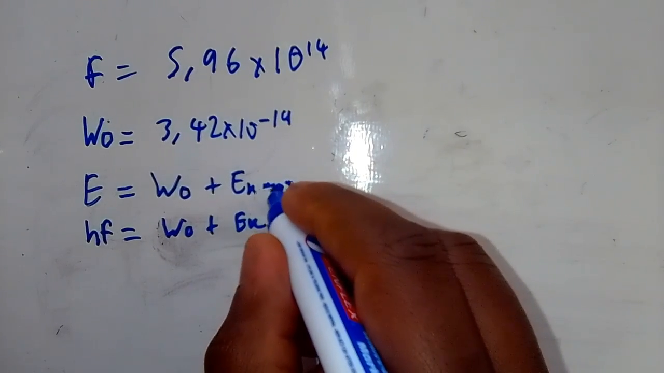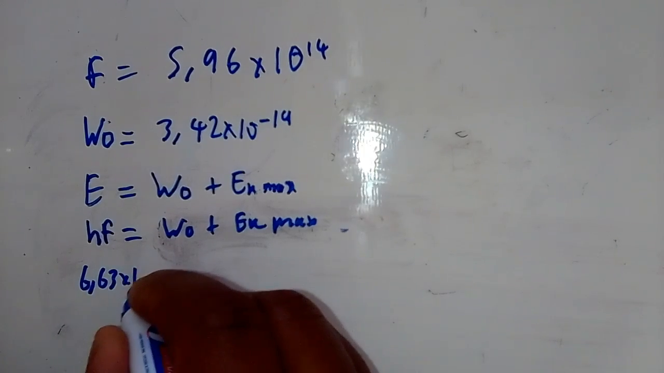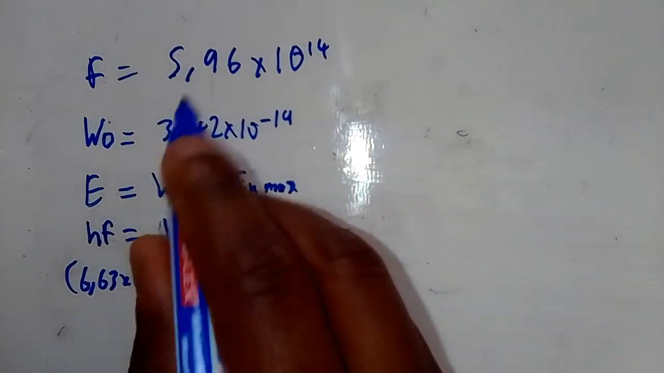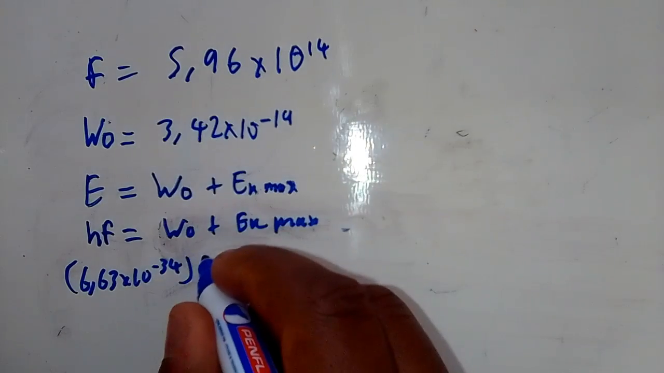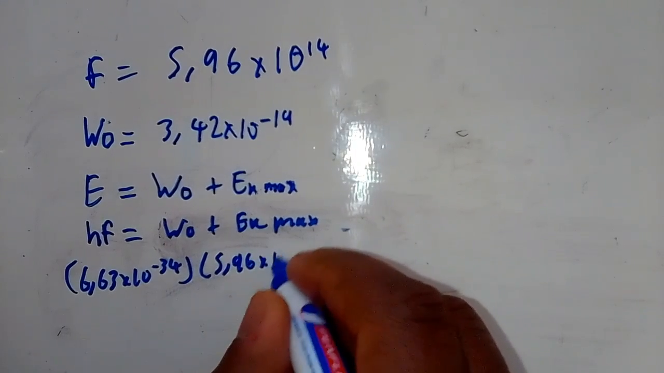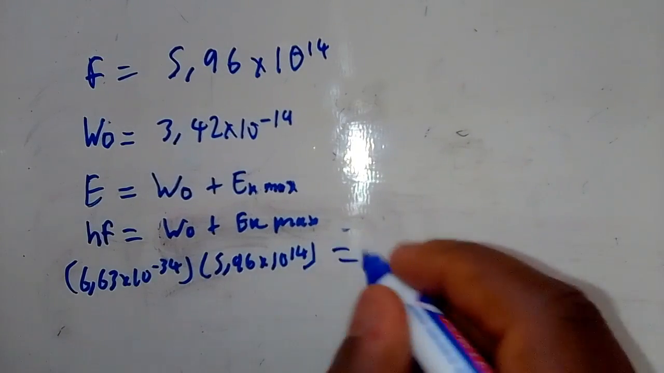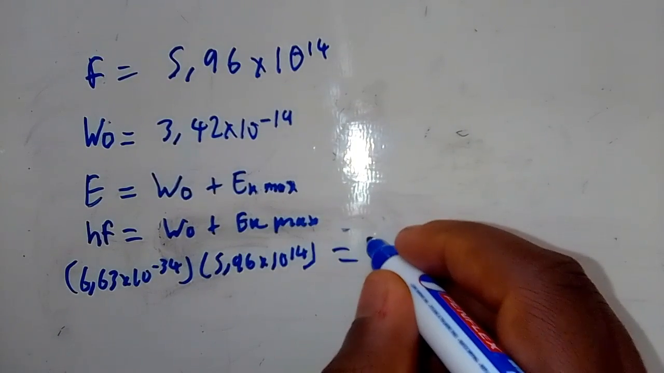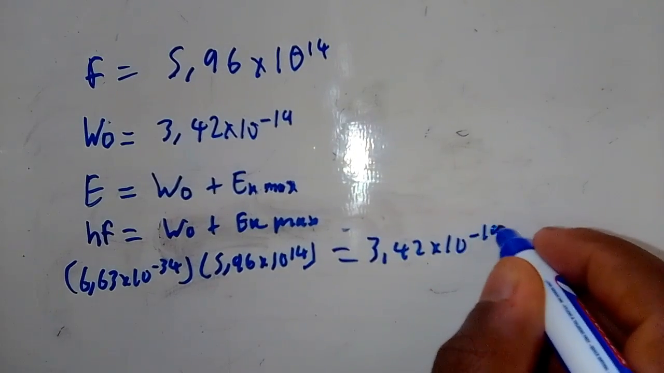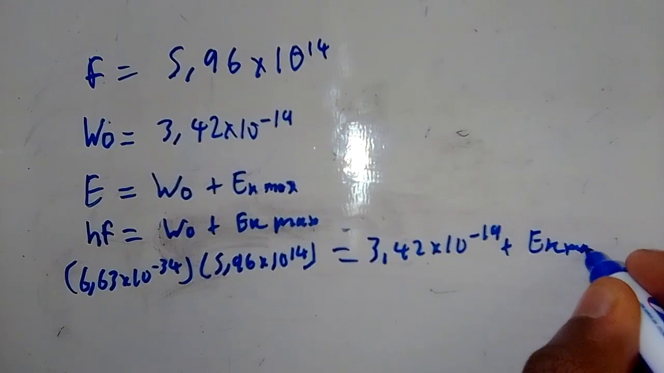Alright, now let's do substitution. Planck's constant is 6.63 times 10 to the power of negative 34, and then we're going to have times the frequency, right? We are indeed given the frequency, which is 5.96 times 10 to the power of 14. So now we have the energy of the light. Now this is going to be the work function, which is 3.42 times 10 to the power of negative 19, and then plus EK max, which is what we are looking for.